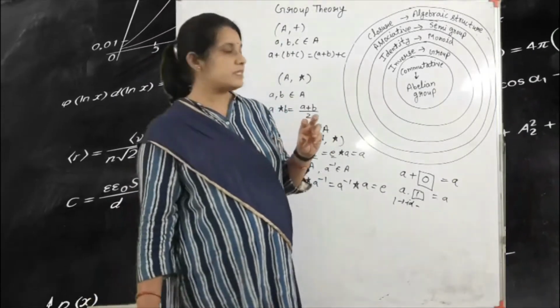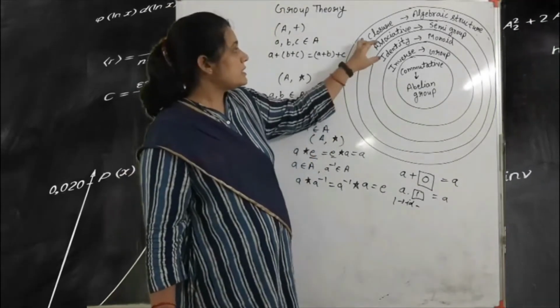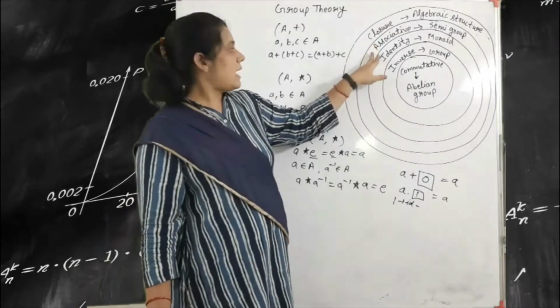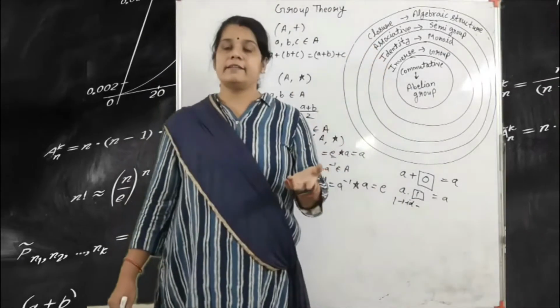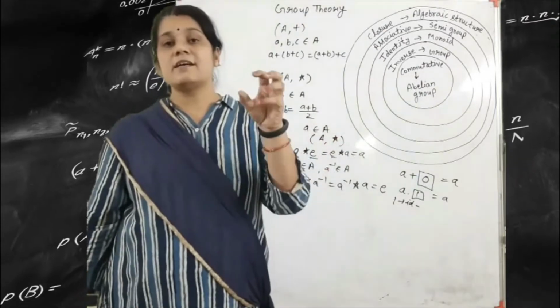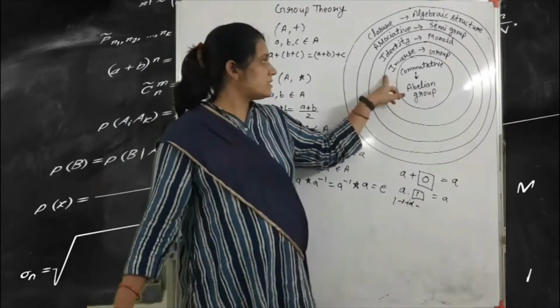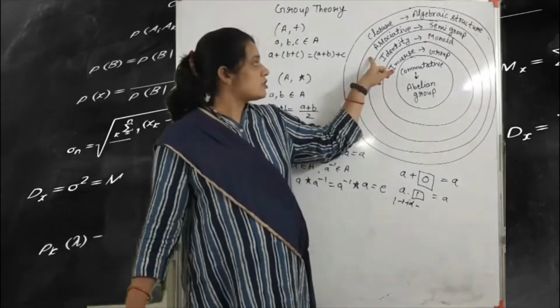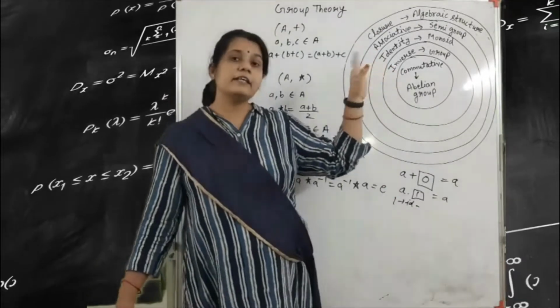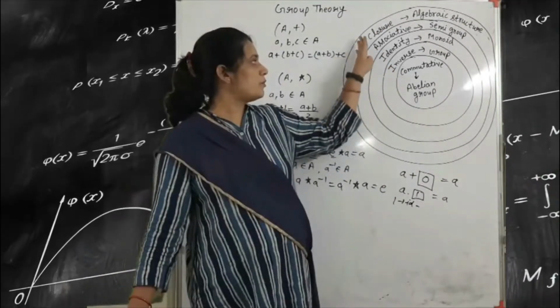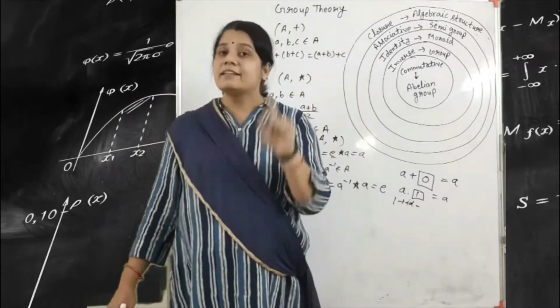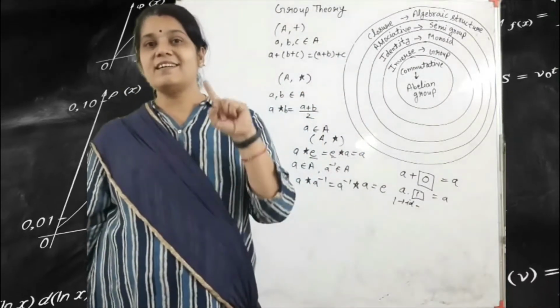Got it? Next one is the identity property. If an element satisfies the closure property, associativity and the identity, then we can say that this is a monoid. And the fourth one is closure, associativity, identity and inverse. That means all four properties are satisfied, then we can say that this is a group.